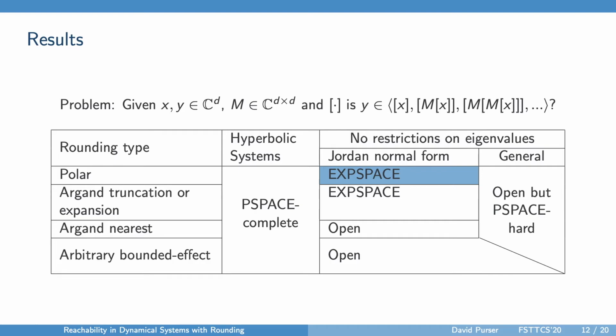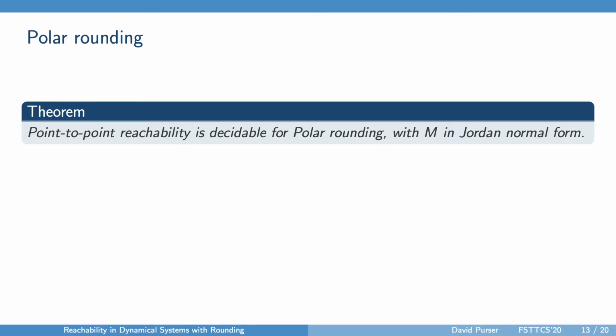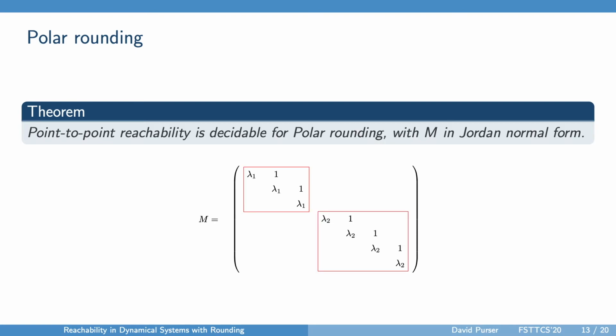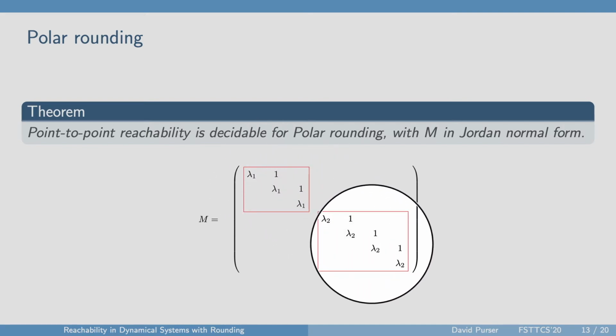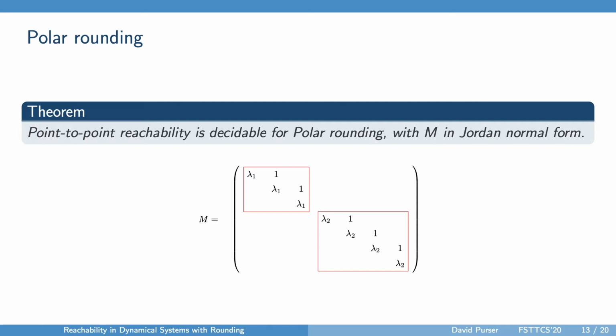Let's first take a look at using the polar rounding function on matrices given in Jordan normal form. Here we'll show decidability. So what does it mean for a matrix to be in Jordan normal form? The matrix is given by several blocks along the diagonal. Each of these blocks represents an eigenvalue. In each block we have that eigenvalue along the diagonal and ones along the upper diagonal. All other entries of the matrix are 0. A matrix is the combination of multiple Jordan blocks, each with different eigenvalues and possibly different dimensions. So this example is 2 blocks, one with dimension 3 and one with dimension 4.